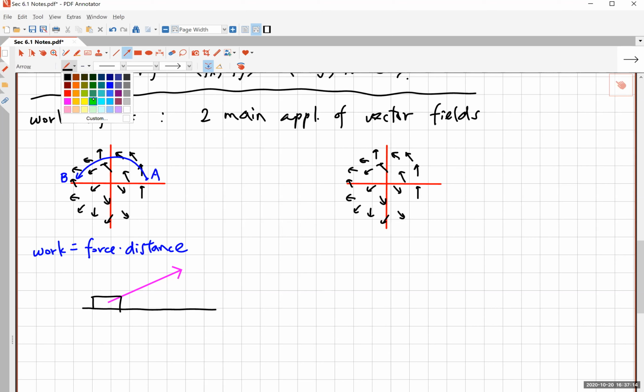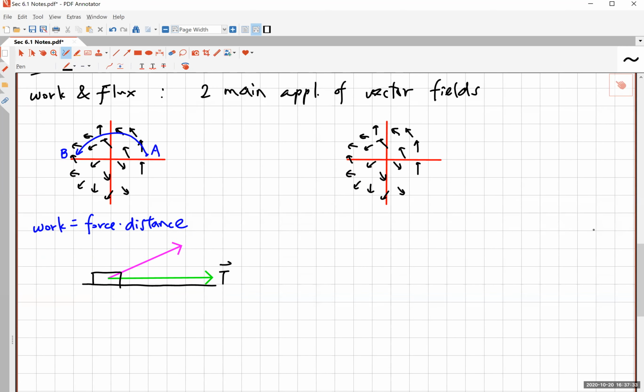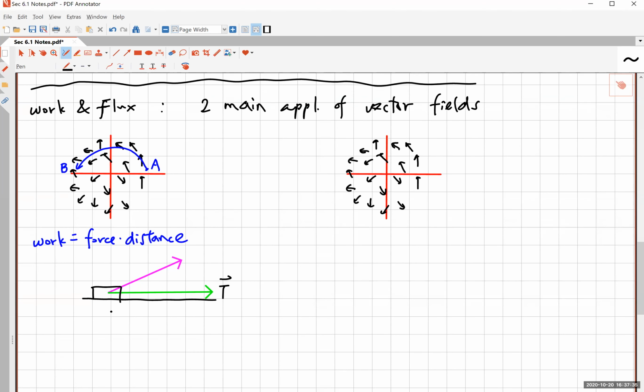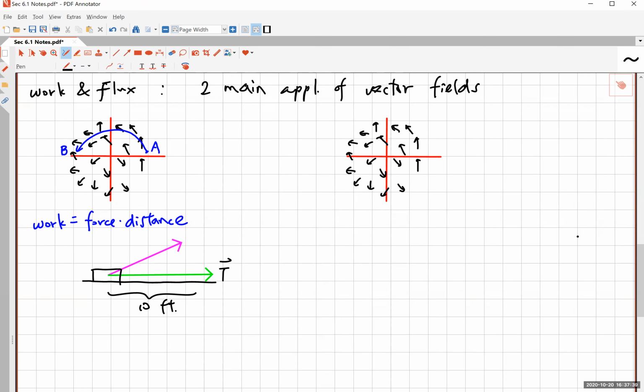Right, and if you draw, let's say you move this, I'm going to draw another one here. Let me just go ahead and do this. I think this is good. Okay. So the direction in which the box is moving is actually this. And I'm going to indicate this as a unit tangent vector, capital T, if you remember what that is, right? Okay. So let's say you move this 10 feet. And you are pulling this at the force F. That's your vector field, okay?